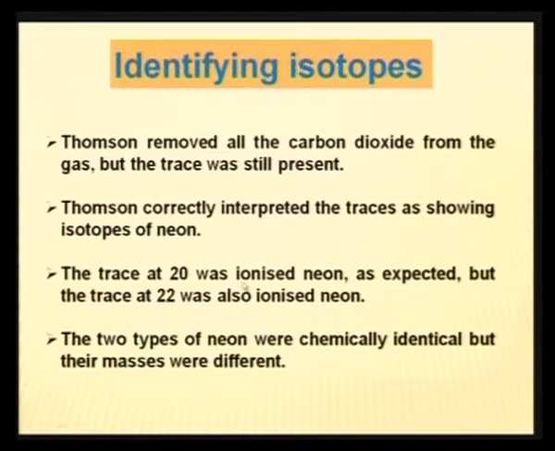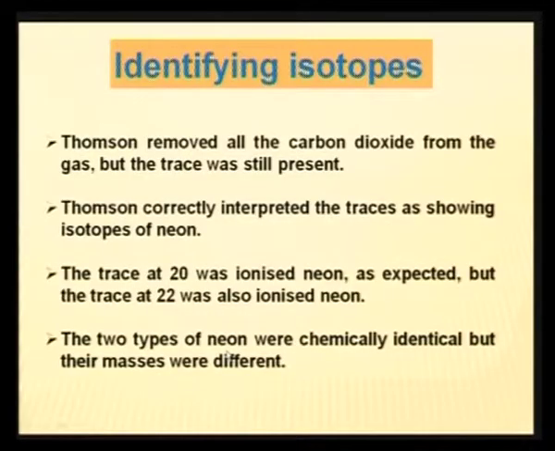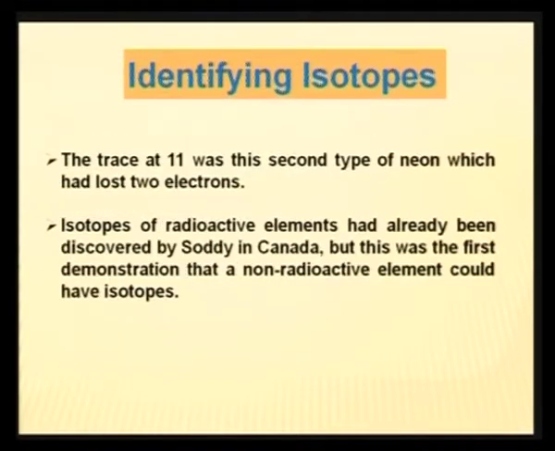The trace at 20 was ionized neon as expected, but the trace at 22 was also ionized neon. So you got two different neons. The two types of neon were chemically identical, but their masses were different, right? That means what? All of them should have 10 protons, but the number of neutrons in one case is 10, and in the other case it is 12.